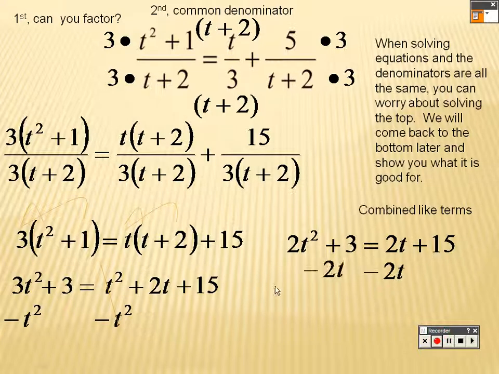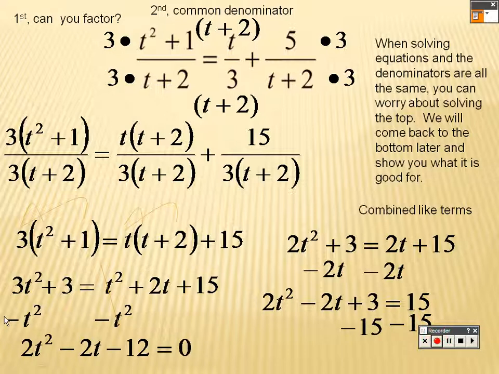I'm going to move this 2t over because, like I said, I want to keep this positive in the front. So there are no t's over here, so that's why it's just a negative 2t. Still have that plus 3. Still have that plus 15. And because this is a quadratic, I'm going to keep moving everything over. So I'm going to subtract the 15, so I end up with 2t squared minus 2t minus 12 equals 0.